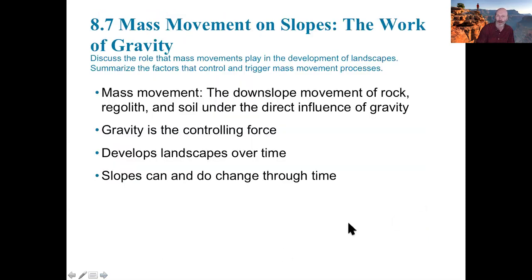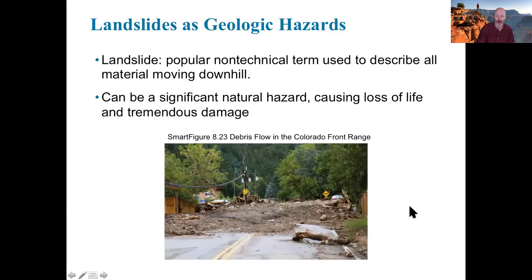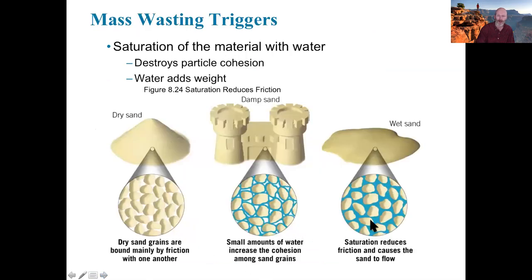So mass movement, as I've mentioned before, is where gravity takes hold. Slopes of mountains, of hills, of coastlines, and other things change over time. A landslide is one of those things. Frequently landslides are pulled down by gravity, but usually that happens after things have been loosened by water in one way or another, and they can be quite damaging. They can be quite destructive along the way.